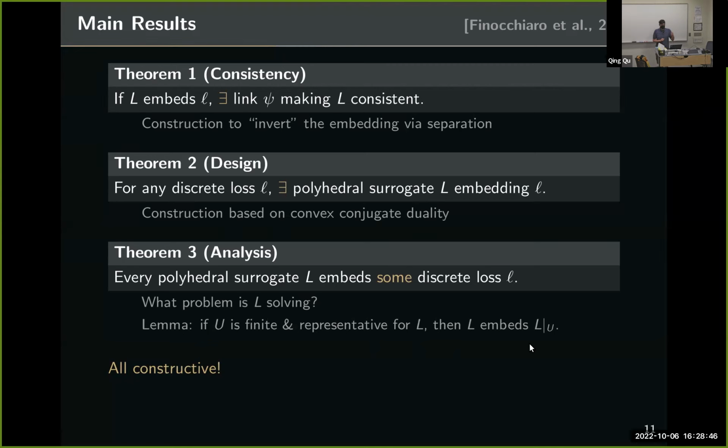if I have a finite set of points that are representative for the surrogate, then the surrogate embeds itself restricted to that set, meaning if I only allowed you to report something in that representative set, now it's a discrete loss, and that's what embeds. It's actually not even a lemma the way I've defined everything. It's a trivial statement, but maybe not obvious beforehand. So if you are given a polyhedral surrogate, the main game is to find a finite representative set, and then you'll understand what that surrogate is doing.